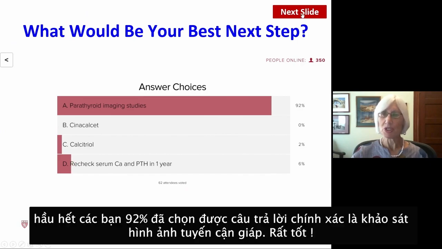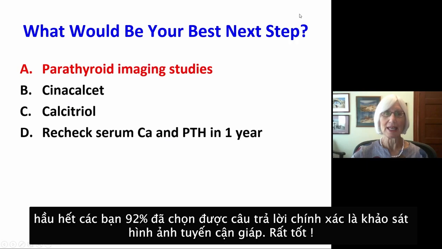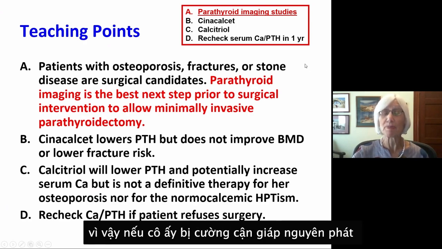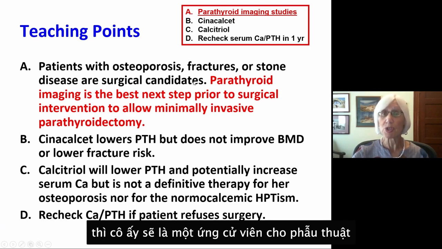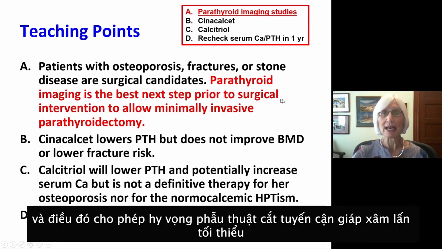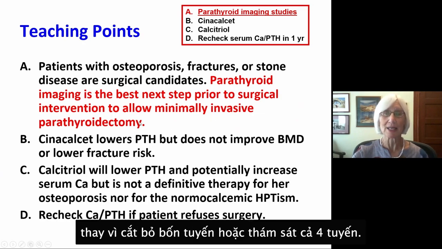Okay. Most of you, 92%, are getting the correct answer, which is parathyroid imaging studies. Very good. So let's go over this. This is a woman who just broke her arm and has osteoporosis. So if she has primary hyperpara, she would be a candidate for surgery. And in that case, if she agrees to surgery, the next step is parathyroid imaging. And that's to allow, hopefully, minimally invasive parathyroidectomy rather than a 4-gland excision or a 4-gland exploration.